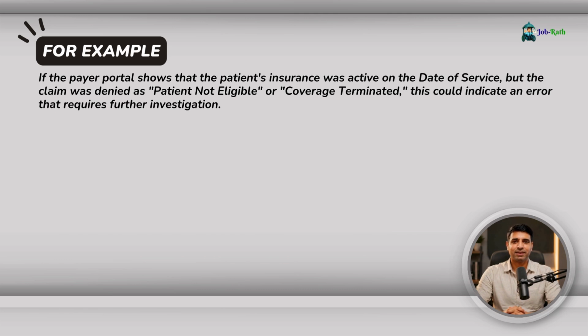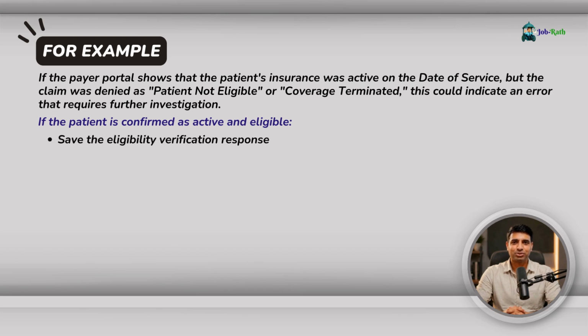For example, if the payer portal shows that the patient's insurance was active on the date of service, but the claim was denied as patient not eligible or coverage terminated, this could indicate an error that requires further investigation. If the patient is confirmed as active and eligible, save the eligibility verification response.